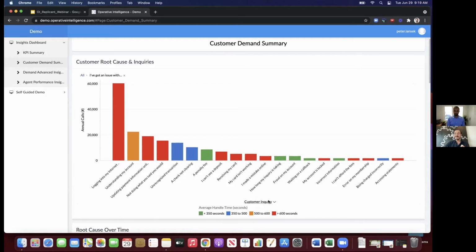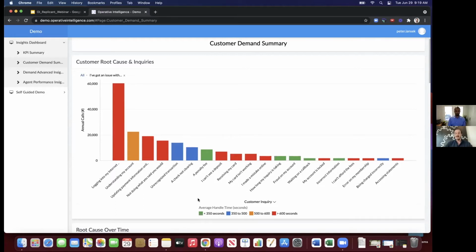And so this breaks down all of the interactions that make up this bucket of root cause, and it's meant to be read intuitively, left to right. So a customer would say, I've got an issue accessing statements. I've got an issue because I've been charged incorrectly. I've got an issue because there's an error on my membership. That is what they are saying when they're actually calling into this contact center.